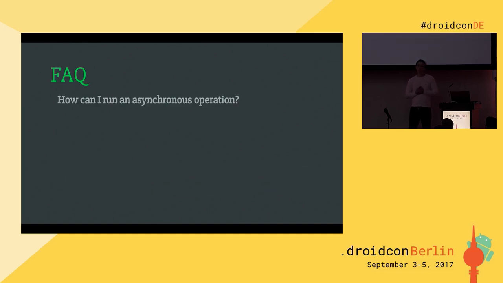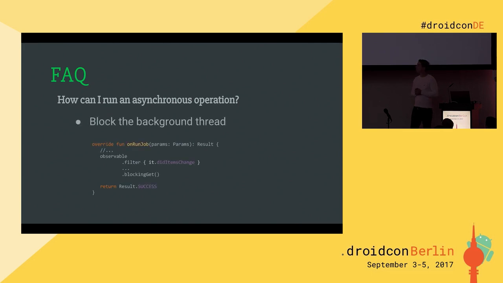How can I run an asynchronous operation? Like I said, the onRunJob method is already called on a background thread for you. So if this method returns, then the library thinks that you are done with this job and you are not doing anything besides that. And if you're doing something in the background, then simply block this thread and wait until your background operation is done. When it's done, then you return the result, and then the library will release the wake lock for you and maybe stop the application. Or actually, the system will stop the application if it needs to.